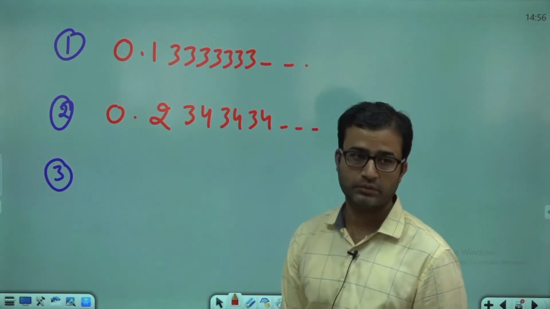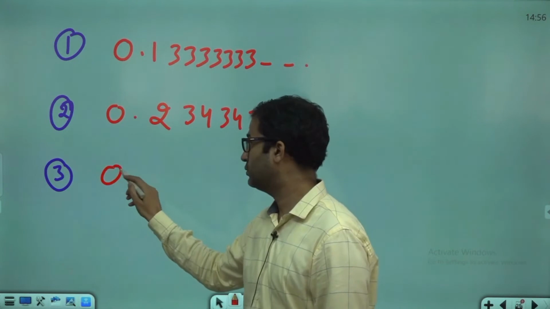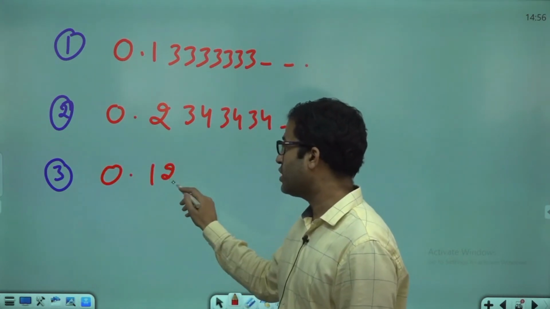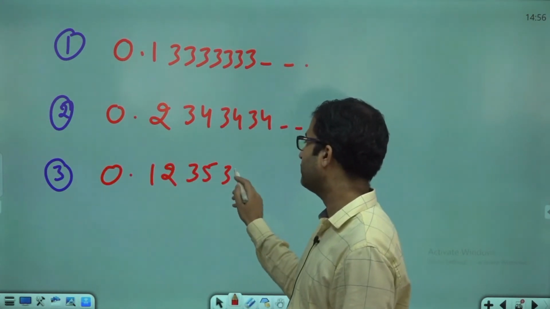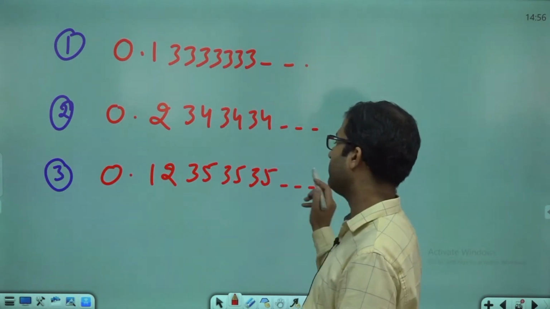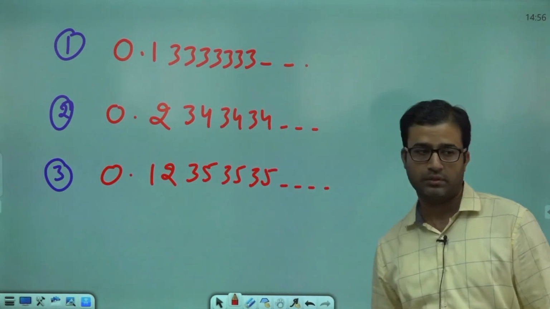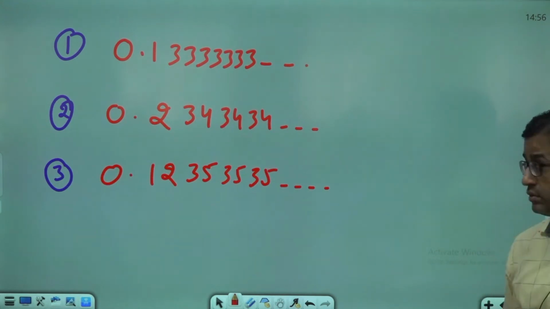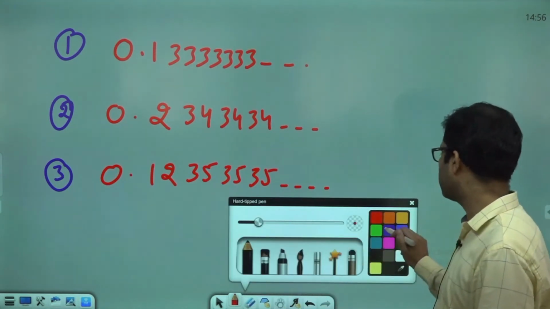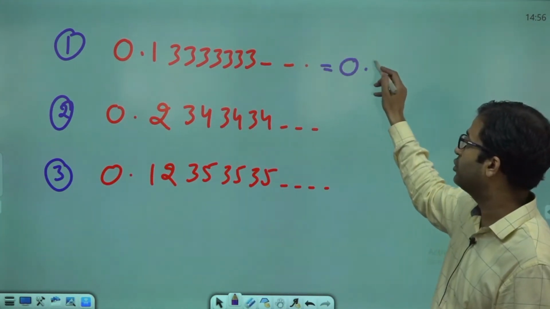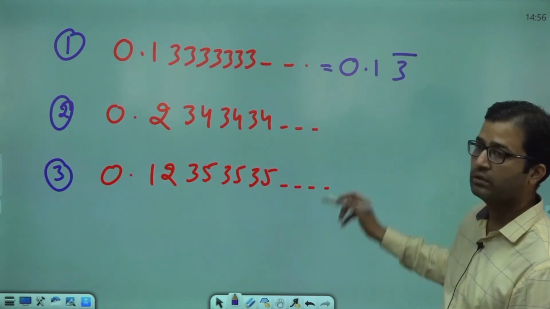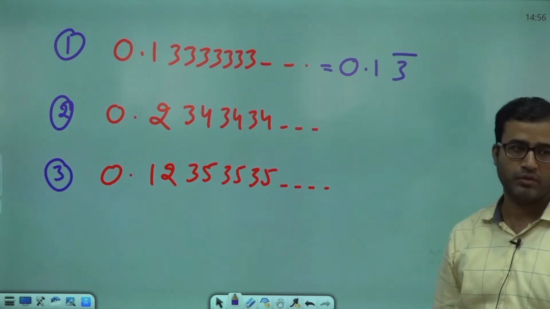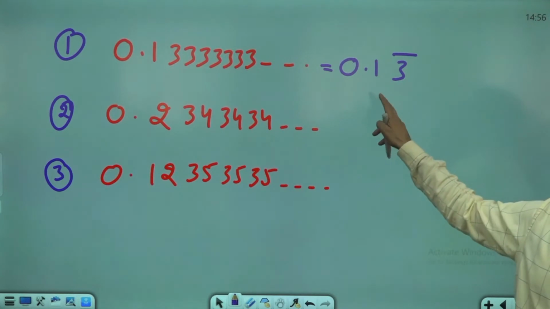0.2343434... 0.12353535... and so on. First thing is we will express this number as 0.1 bar on 3. Why am I not putting bar on 1? Because 1 is not repeating.